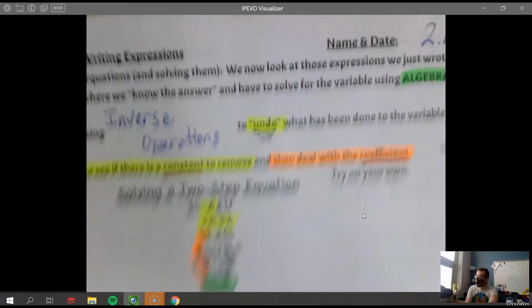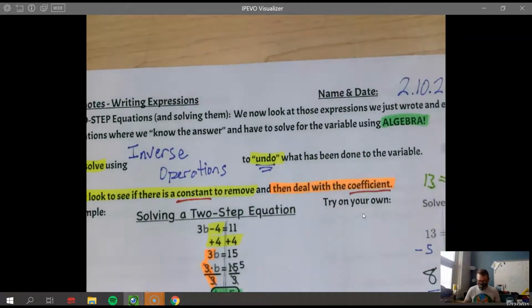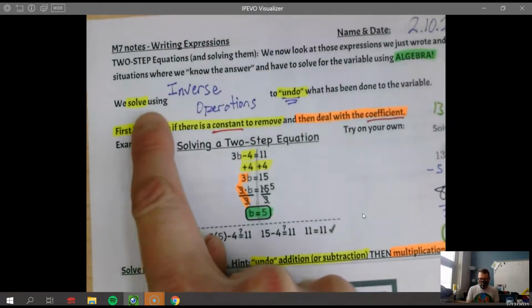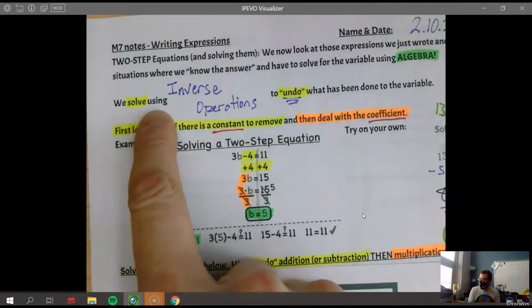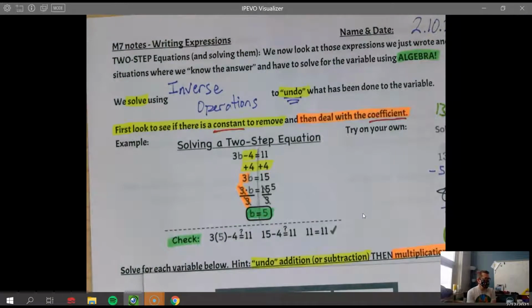Have you guys heard the word algebra before? Awesome. So we are about to do algebra. If people ask, what are you doing in math class? The easy answer you can give is now we're doing algebra. When equations ask us to solve the equation, we solve using inverse operations. Addition is the inverse of subtraction. Division is the inverse of multiplication. Multiplication is the inverse of division. Subtraction is the inverse of addition.